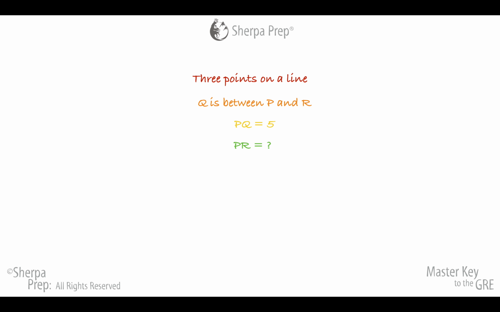Now, we've been told that Q is between them. So Q could be anywhere between P and R. It doesn't really matter where you draw it. Let's draw it like so. Now, we've also been told P to Q has a length of 5, so let's mark up our diagrams accordingly.